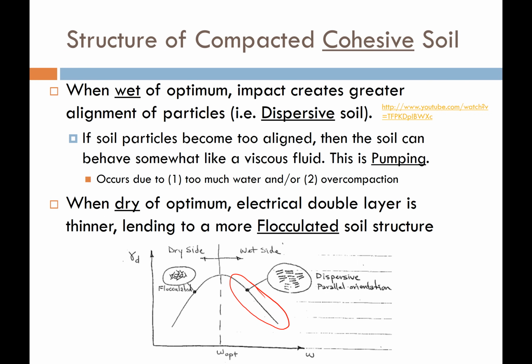Now, if the soil particles become too aligned and too dispersive, then the soil behaves really, really wet. And this can happen in one of two ways: either we add too much water or we add too much energy to the soil. Then the cohesive soil becomes like a viscous fluid and it shows pumping behavior.